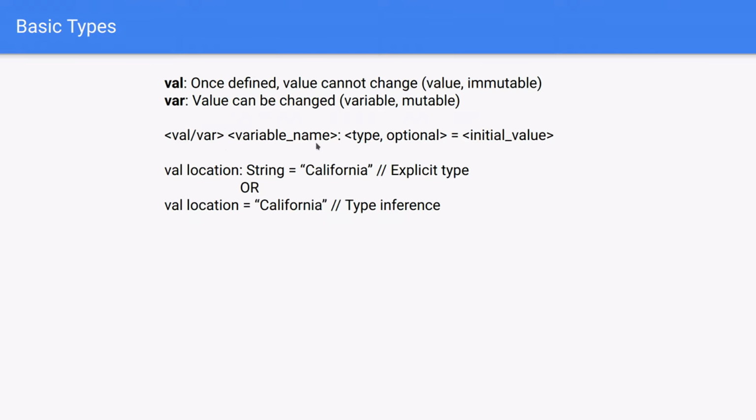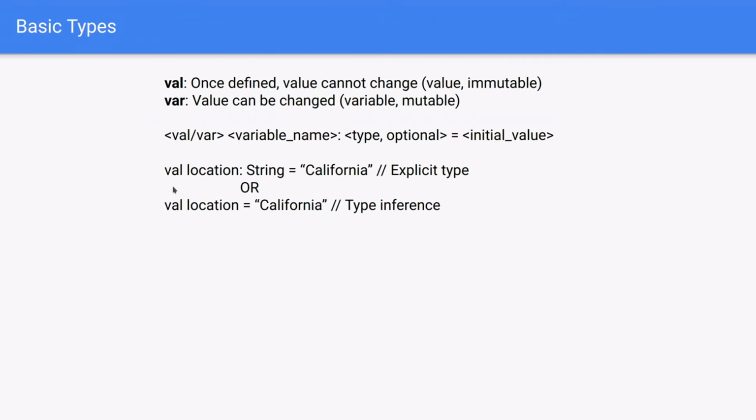Then we input a variable name. This variable name should represent what kind of data it's holding. Then we can declare a type, which is optional. The type is optional because the compiler can understand what type of data we are assigning to the variable, or our val. Then we can use the equal to sign to provide it an initial value.